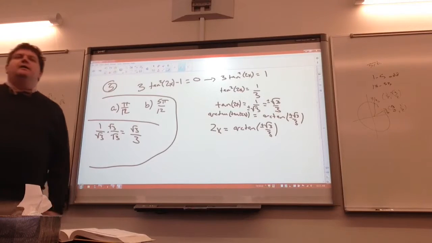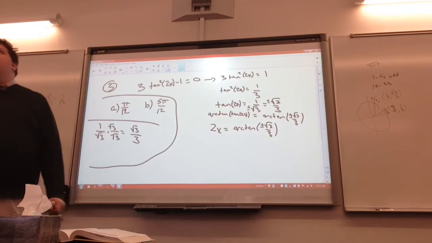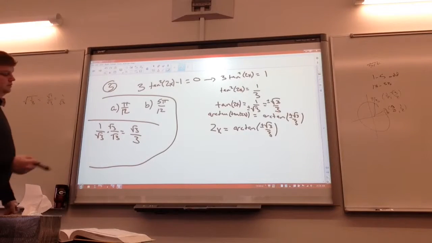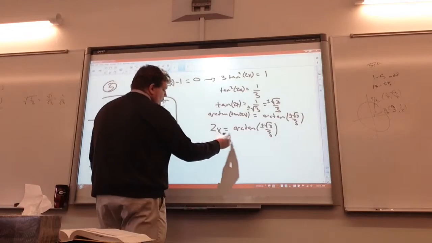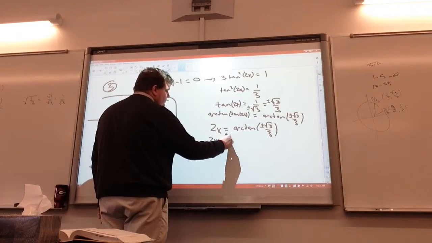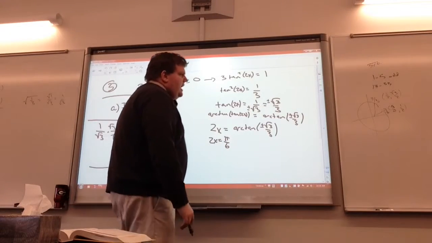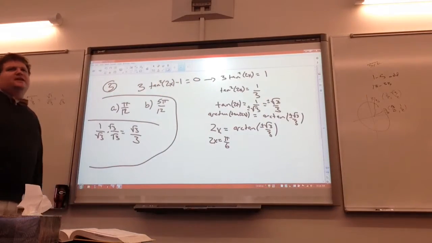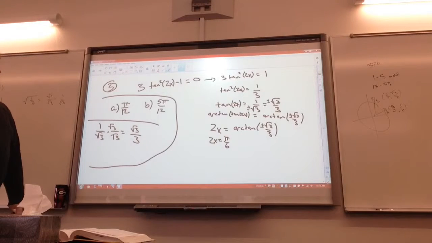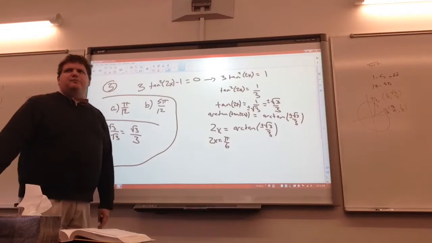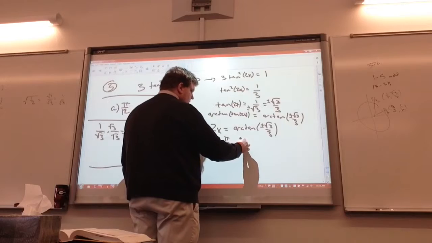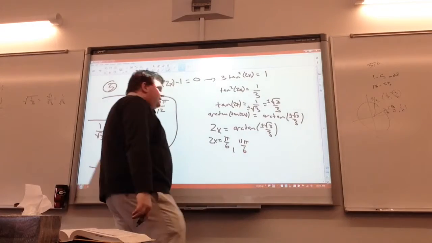Which location? Is it 0, pi over 6, pi over 4, pi over 3? It's pi over 6, okay? So one answer for this is that 2x is equal to pi over 6. This is plus or minus root 3, so is that the only location that's going to happen? Negative pi over 6 is another location, which from 0 to 2 pi we would write as 11 pi over 6. But are there any other locations?